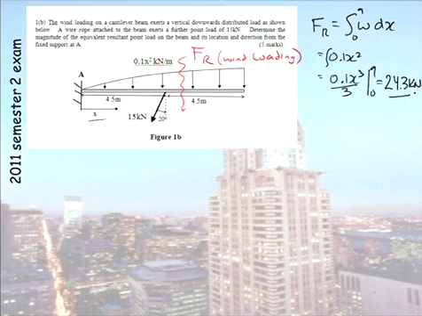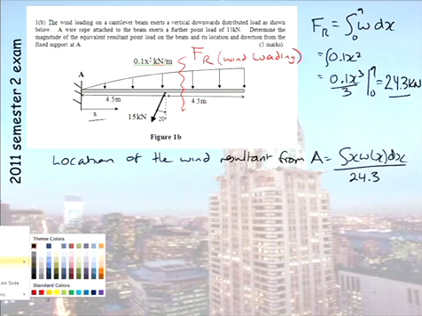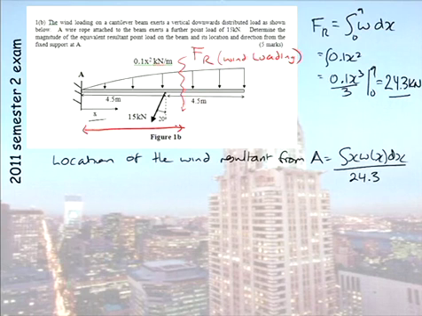Now, before we can proceed, we need to know where that resultant force occurs. So the location of the wind resultant from A is found by saying, well, x, this expression here, w, the integral of x, w, on effectively our resultant force of 24.3 will give us that distance. So that will give us that distance there. I'll call it x1. So we need to know what that force is before we even look at the point load.